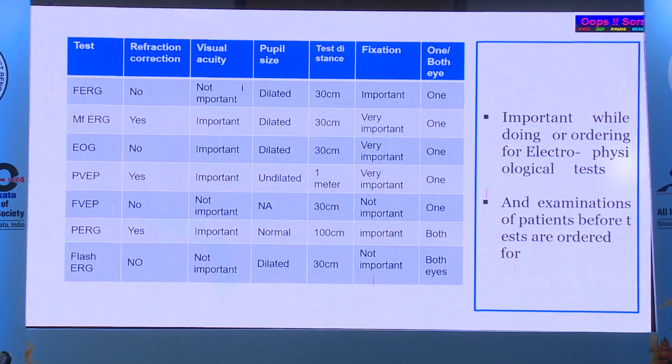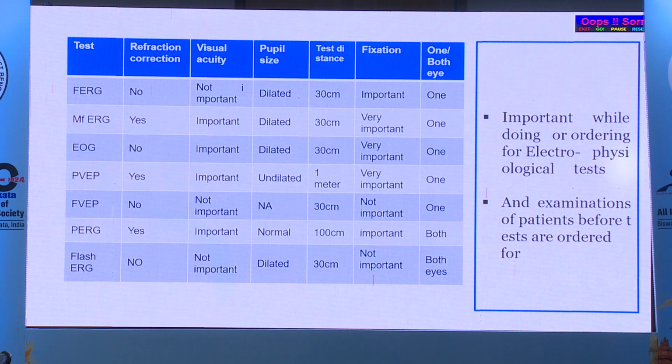This is a very, very important comprehensive chart. On the left side we have the tests, and then the refractive condition. There are some tests in which we need to give the patient a full refraction, and visual acuity is also important. In some of the tests, like flash VEP, it is not important. In flash ERG, it's not important, but in multifocal ERG, the visual acuity is very important.